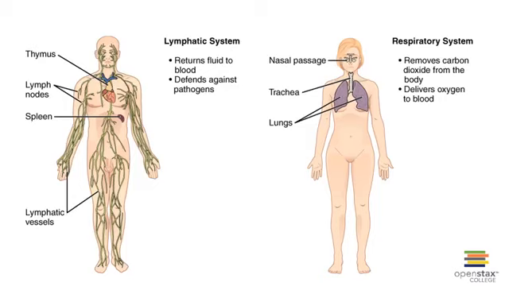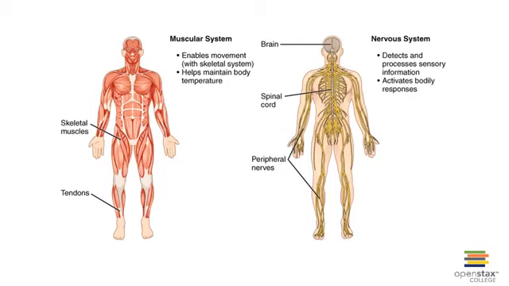The muscular system is composed of muscles attached to the skeleton, which provide locomotion, support, and body heat production. The nervous system is composed of the brain, spinal cord, and peripheral nerves. And the nervous system is one of our two communication systems of the body, the endocrine system being the other. The nervous system directs immediate responses to stimuli, usually by coordinating the activities of other organ systems.